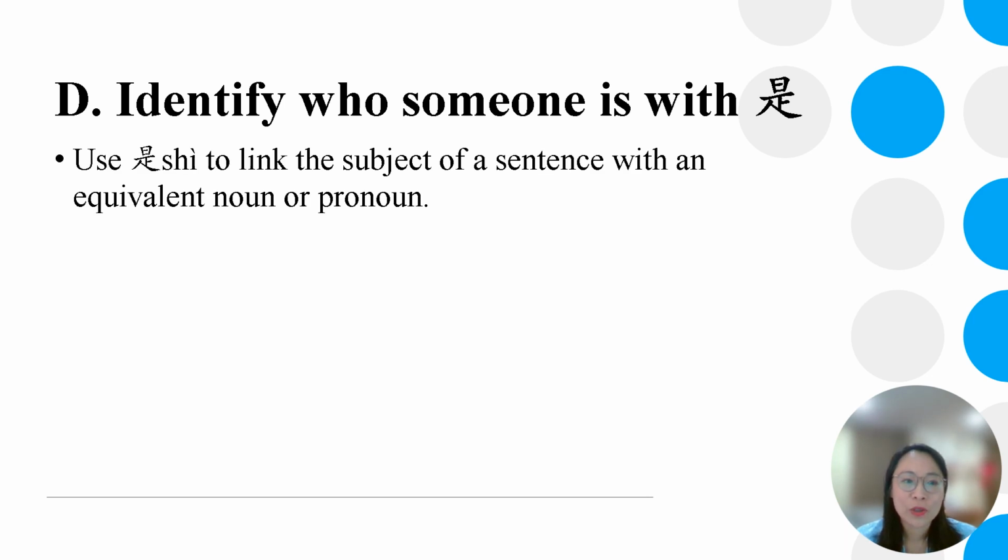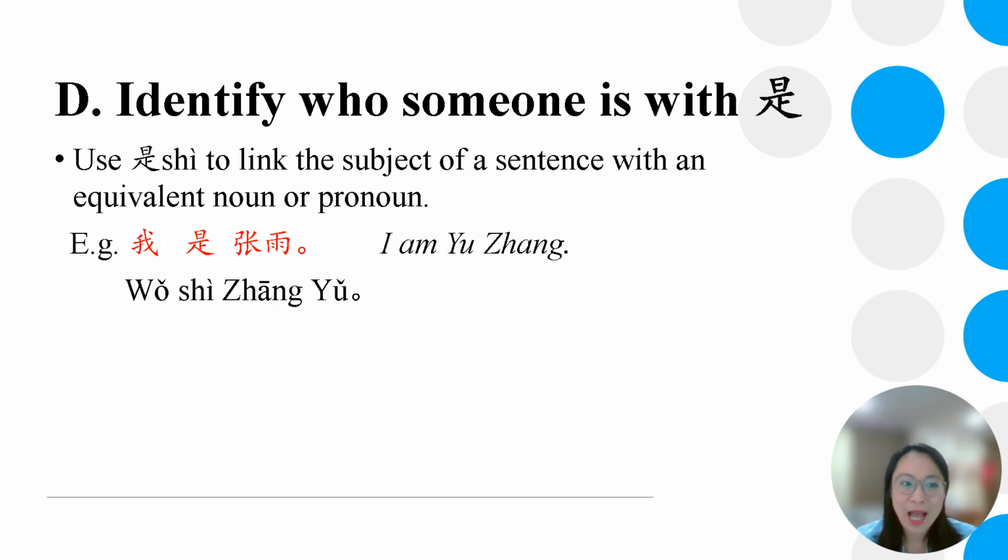The last grammar in this lesson is how to identify who someone is with 是. You can use verb 是 to link the subject of a sentence with an equivalent noun or pronoun. For example, 我是张宇. 我 means I. 是 means am. 张宇 is the name of the person. 张 is a family name. 宇 is a given name. So 我是张宇 means I am 宇张.